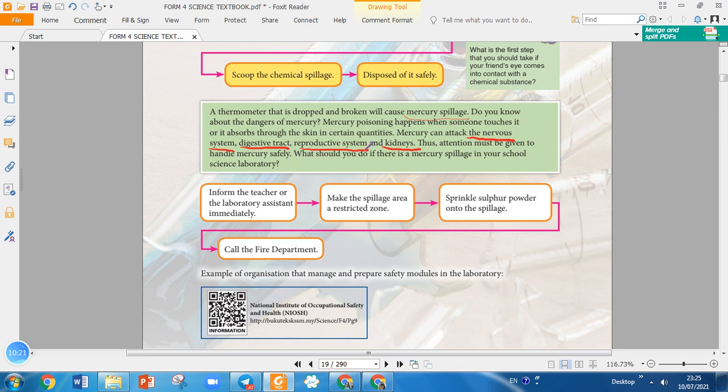What should you do if there is a mercury spillage in your school science laboratory? Again, first step, inform the teacher or the lab assistant immediately. Make the spillage area a restricted zone. Sprinkle sulfur powder onto the spillage. And then, last one, call the fire department.